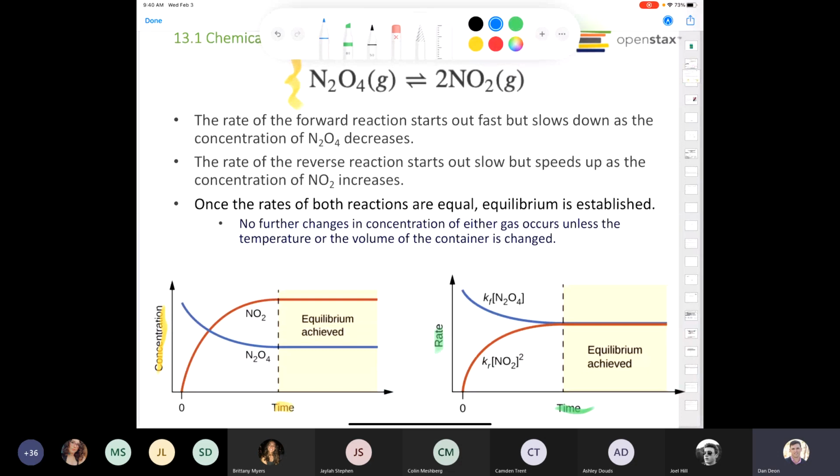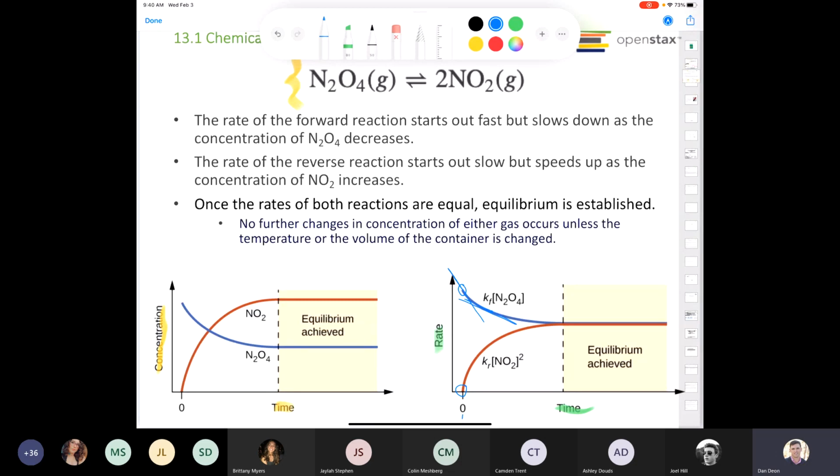If we think about the reaction rate first, it says the rate of the forward reaction starts out fast, but it slows down as the concentration of N2O4 decreases. If you look at the rate of the reverse reaction, you can see that it's 0 when time is equal to 0, when you first start. But the rate of the forward reaction has the steepest slope it's going to have at the very beginning. But as time progresses, you see that the slope lessens. So that means the rate decreases.